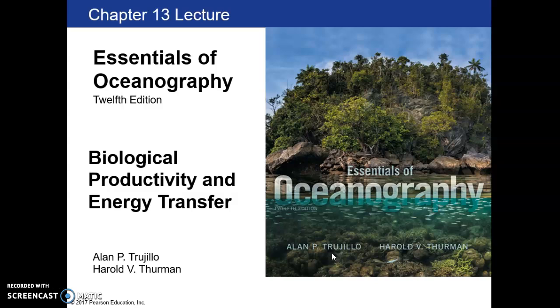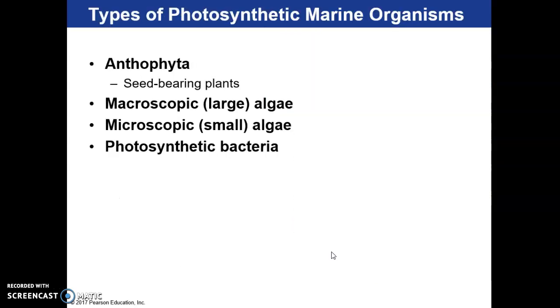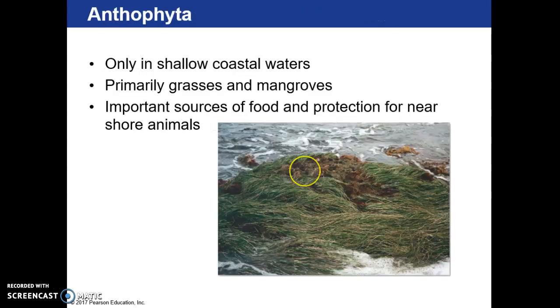We're going to be talking specifically about what photosynthetic organisms you need to be looking at for the basis of your food web. So when we talk about photosynthetic marine organisms, we're talking about these different categories, not characteristics, sorry. We have Anthophyta, which are seed-bearing plants. We have macroscopic and microscopic algae, and then photosynthetic bacteria. So we're going to talk about what some of the important organisms are in each of these.